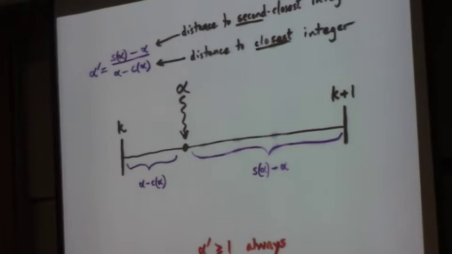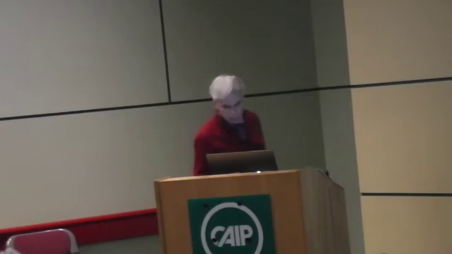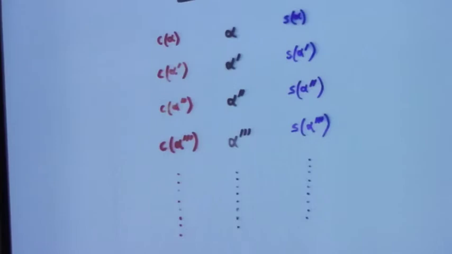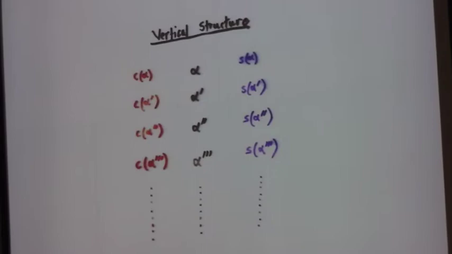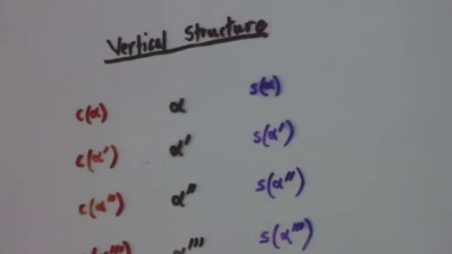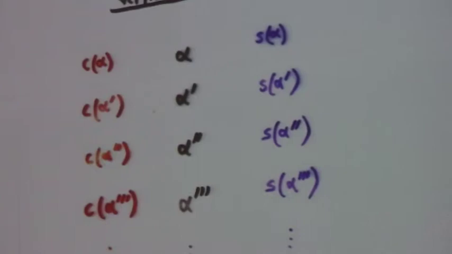Okay. So that gave me this whole world to explore. What happens when you take derivatives of a given real number? That's what I call the vertical structure. From alpha, you derive the caon and the sep. From the top row, you can derive alpha prime, from which you can get the caon and the sep of that. Then you can get the third row, and the fourth row, and you can continue indefinitely. So I wanted to explore this.